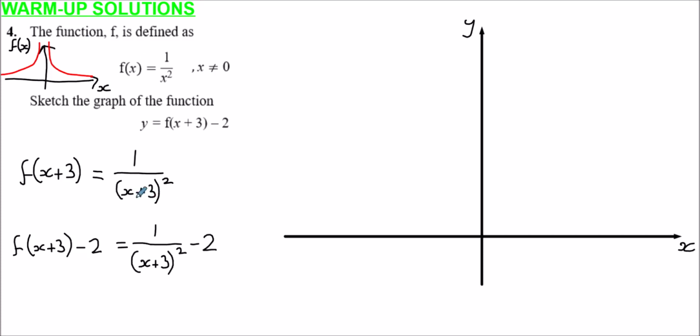So first of all, that's going to get shifted 3 units back, and so we're going to have an asymptote where x is equal to minus 3. Remember, when the change happens inside the brackets, the change is the opposite to common sense. So instead of it being shifted 3 to the right, it goes 3 backwards. So first of all, I'm just going to draw in here an asymptote line when x is minus 3.